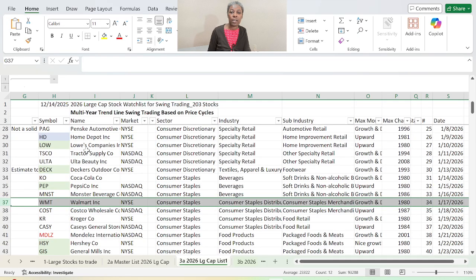So that is the way I use a stock screener.